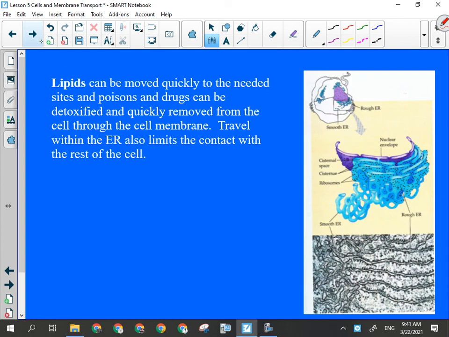So the biggest job of the smooth ER is all this stuff about lipids and repairing membranes. Lipids can be moved quickly to the needed sites. Poisons and drugs are detoxified and quickly removed from the cell because the smooth ER runs everywhere and has lots of contacts with the inside of the cell membrane. So there's lots of ways to get those things out of the cell or to the membrane as quickly as possible.